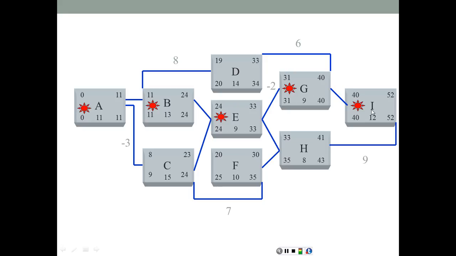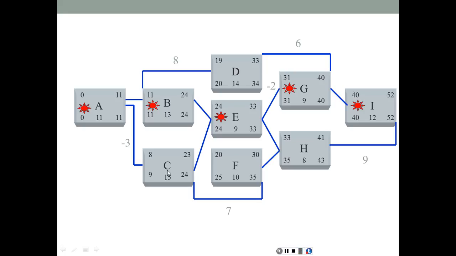Looking at the total and free floats again, for activity D, obviously we have a total float of 1. Its immediate successor is critical, so according to the SAT method, the free float for D is also 1. Activity H has a total float of 2. Immediate successor critical, therefore the free float is also 2. Activity F has total float of 2. Immediate successor has also a total float of 2, so the free float here is going to be 0.